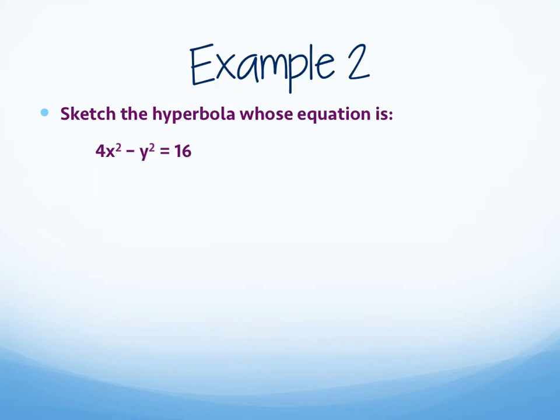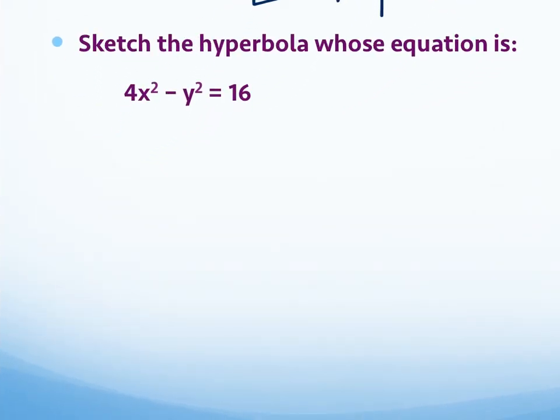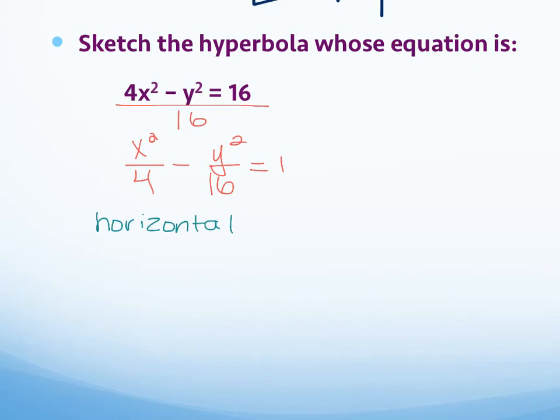Sketch the hyperbola whose equation is 4x squared minus y squared equals 16. So what do you notice about this first? Good. It's not set equal to 1. So the first thing I have to do is divide everything by 16. So I'd get x squared over 4 minus y squared over 16 equals 1. Now it's in standard form. What can you tell me about this just by looking at that? It's horizontal because the x comes first. What else do you know? Good. The center is at the origin, at (0, 0).